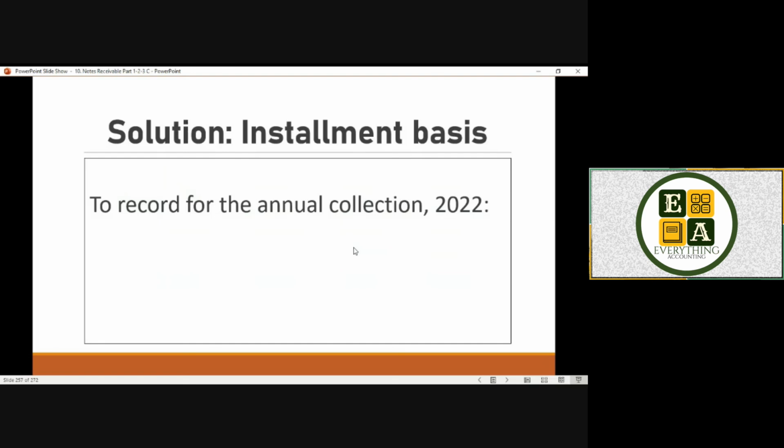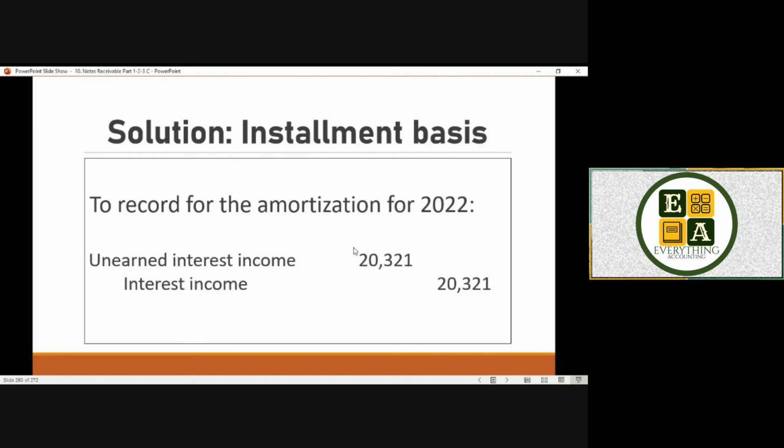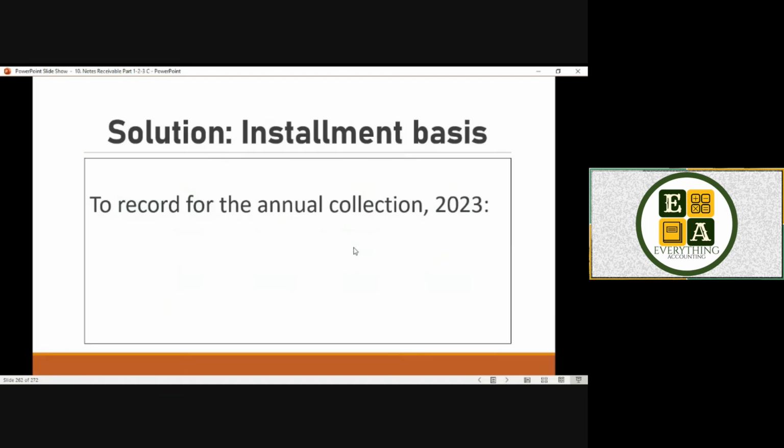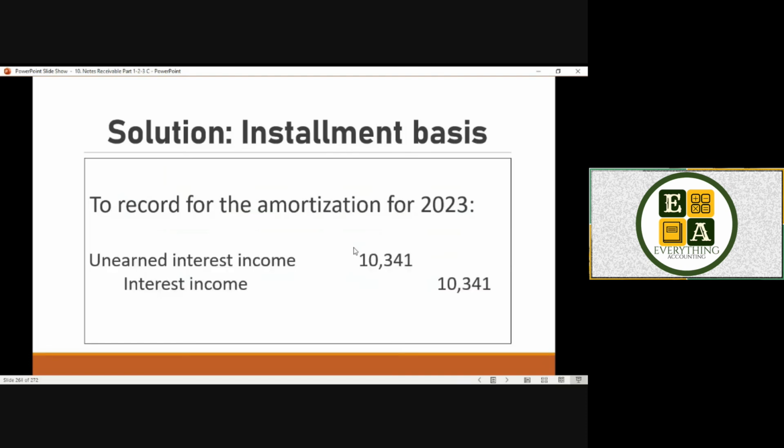For 2022, annual collection, debit to cash and credit to notes receivable, 100,000. And for the amortization, debit unearned interest income and credit interest income for 20,321. Again, on the basis of the amortization schedule. And last, for 2023, annual collection is debited to cash and credited to notes receivable, 100,000. And the amortization for the last collection will be unearned interest income debit and interest income credit for 10,341.